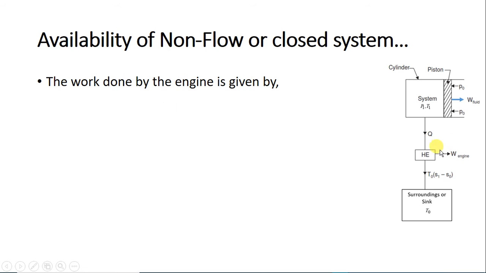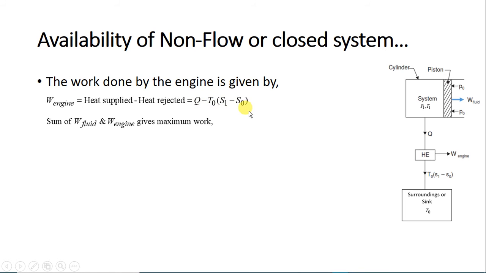Now what is the work done by the engine? This was the work done by the fluid, which we calculated in the previous slide. Now we will calculate the work done by the engine. This derivation we had already seen. What is the available energy? It will be heat supplied minus heat rejected. Heat supplied is Q and heat rejected is T0 times S1 minus S0. So work done by the engine is Q minus T0 (S1 minus S0).